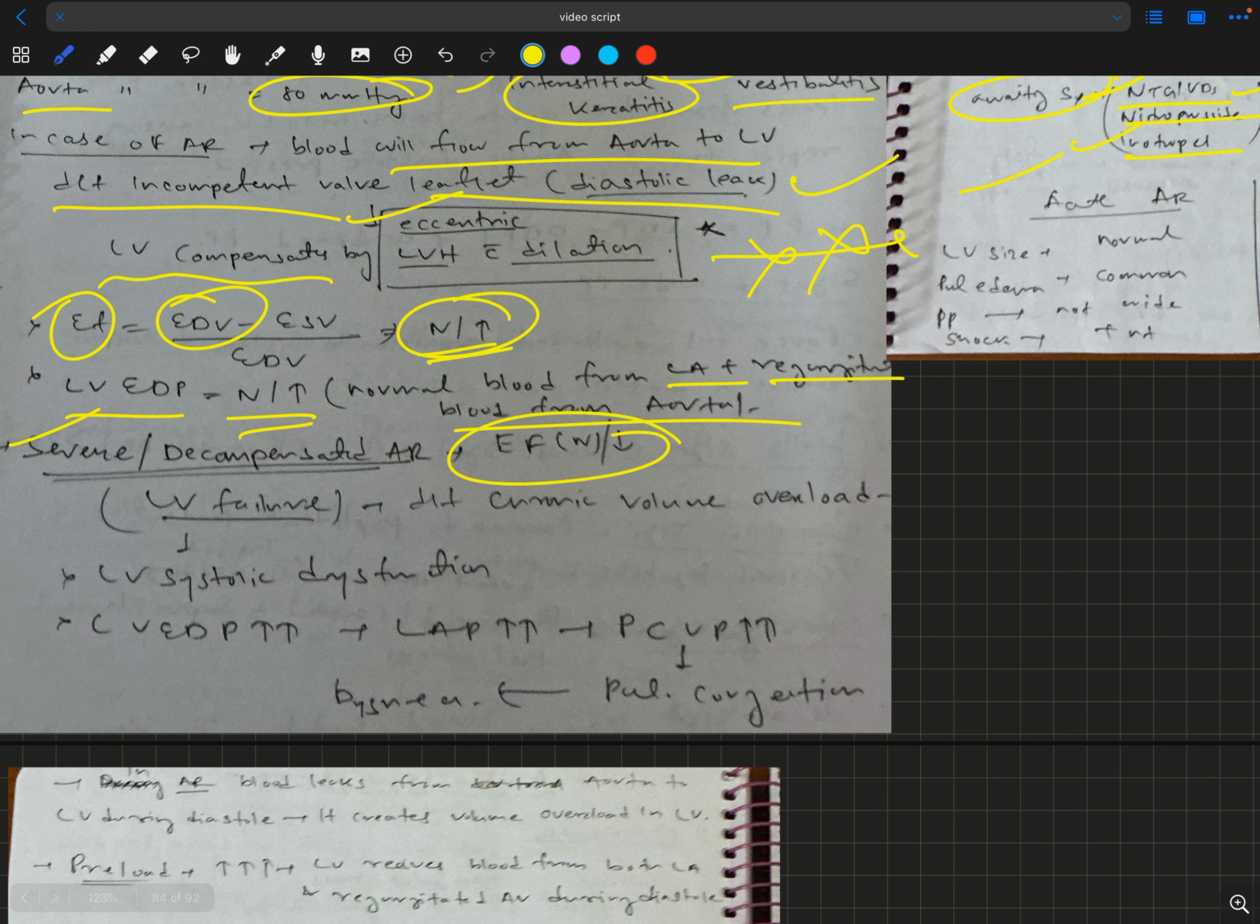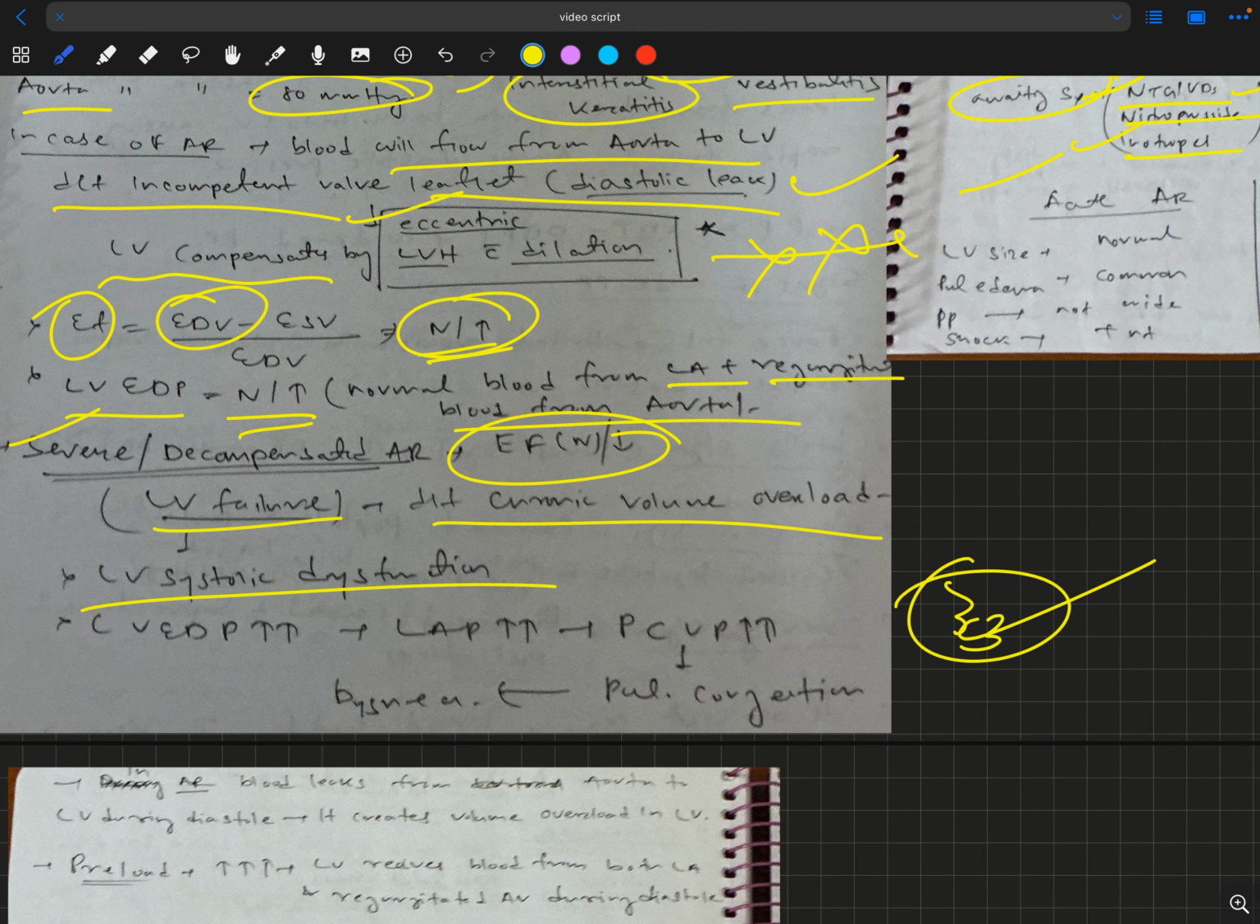In severe or decompensated AR, there will be systolic failure of the left ventricle. So the ejection fraction will be normal or decreased. LV failure will be seen. LV failure means S3 will be heard. S3 is the sound of LV failure. Due to chronic volume overload, there can be LV systolic failure, LV systolic dysfunction.